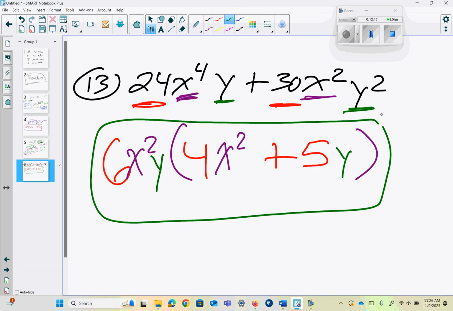Anything else on that page that's like, wait, I'm not quite sure? 14's done kind of the same way. All right, let's flip the page.